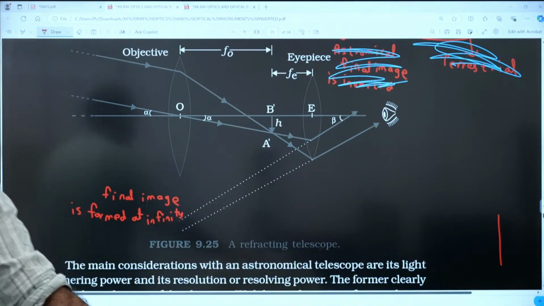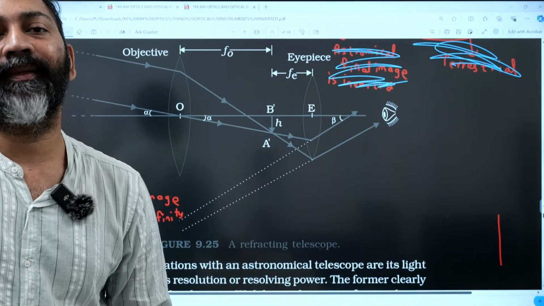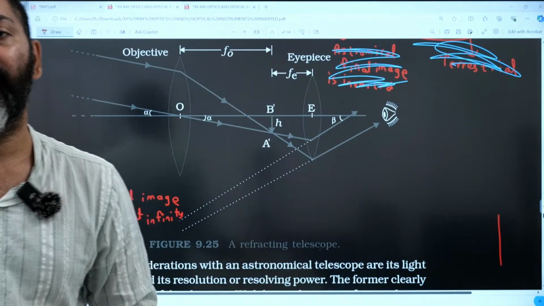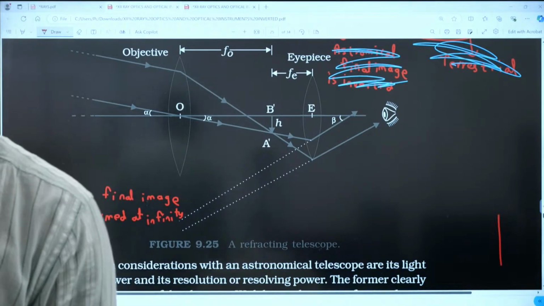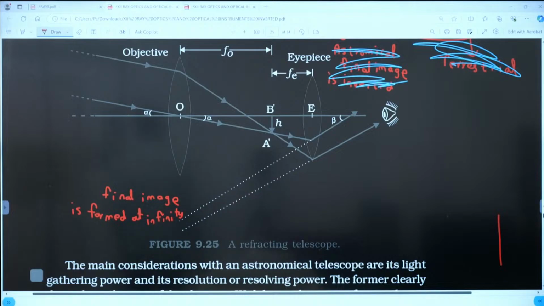I am telling you again, listen, you can expect a diagram from this section. Don't expect much of theory question. Most probably it will be a diagram question.